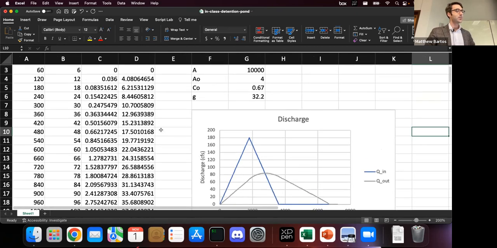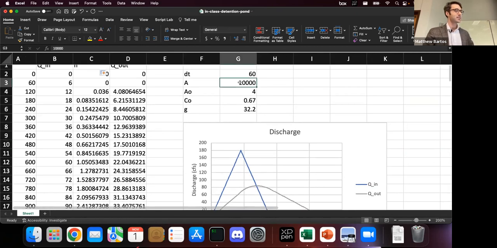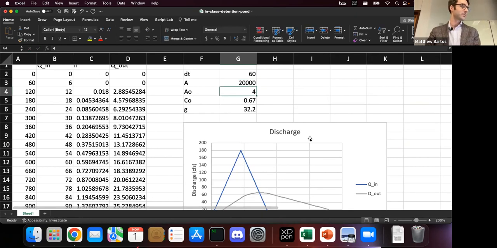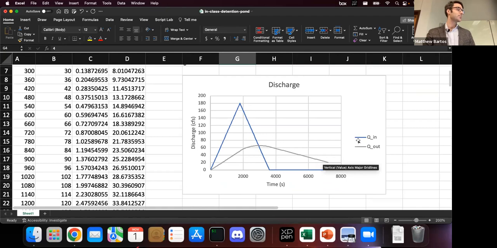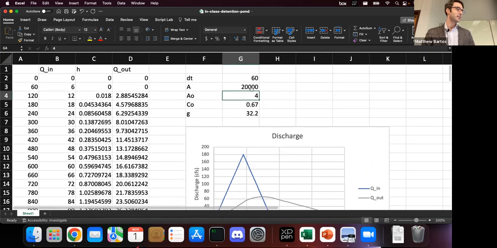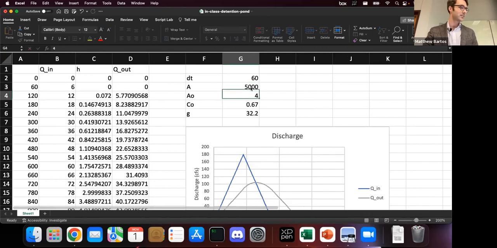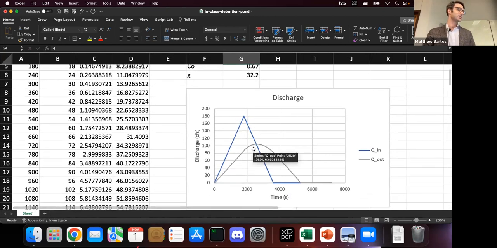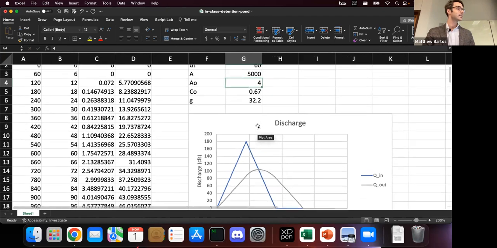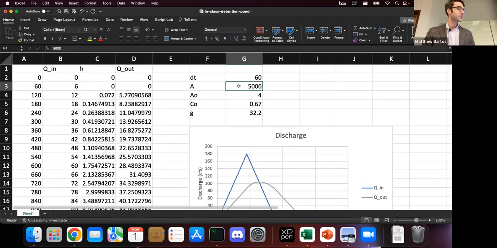Now note that you can go here and you can redesign this pond. So let's say we want to change the bottom area to 20,000. And you note that the peak discharge goes even lower. If you change the bottom area to 5,000, you'll get a peak discharge that's a bit higher. Okay, let's set it back at 10,000.